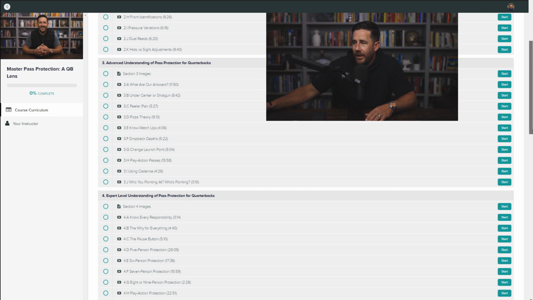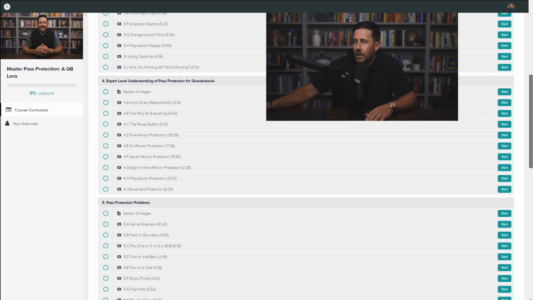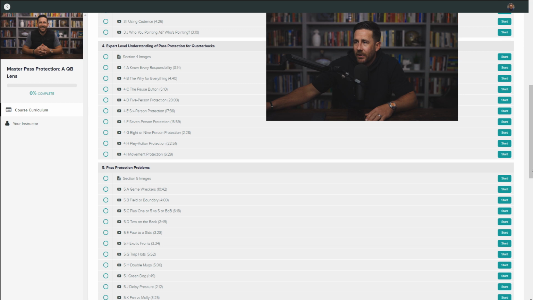And then we jump into really the meat and potatoes of the course. What I end up calling the expert level, but really it's a detailed mastery level of the core protections across every level of football. 5-person protection, 6-person protection, 7-person protection, 8, 9-person protection, a bunch of different play action and movements.